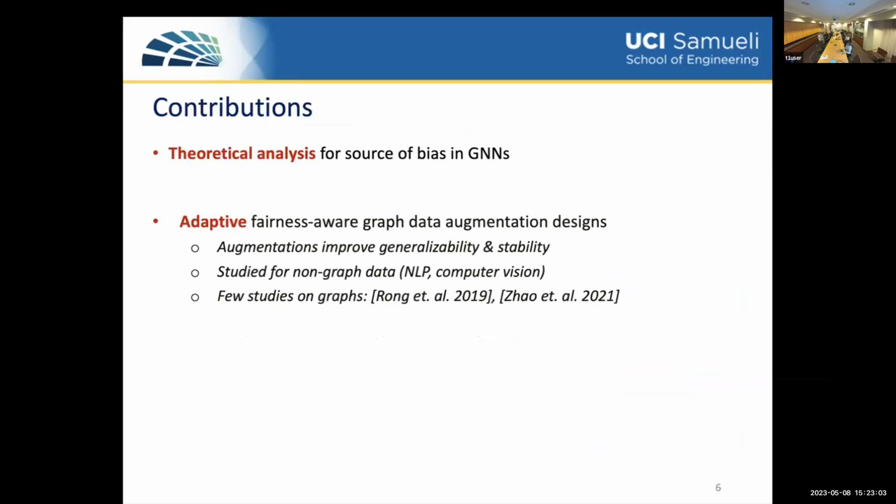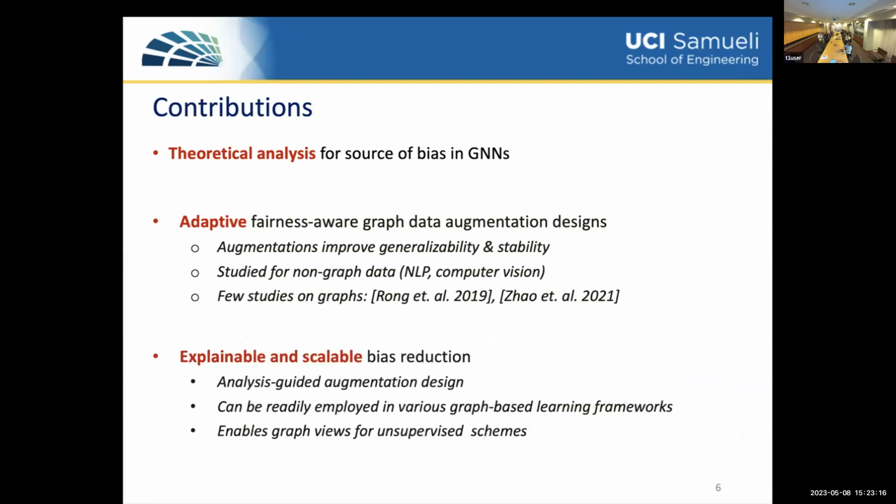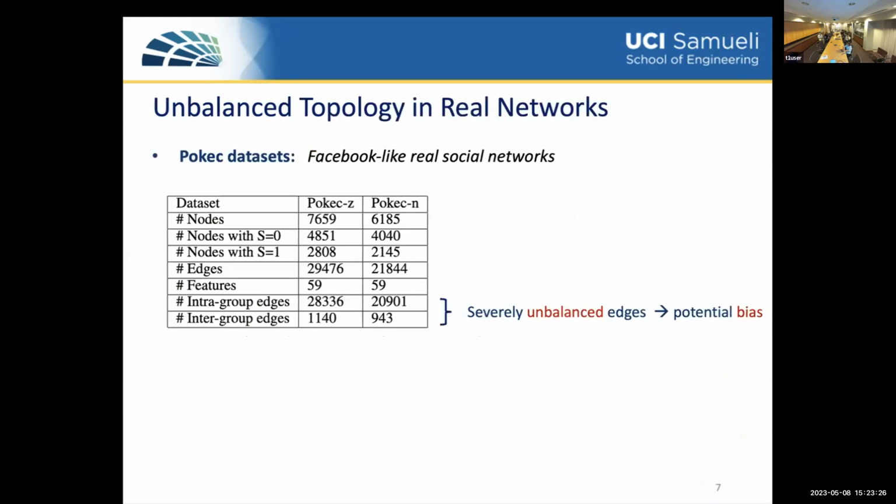So we will provide theoretical analysis for the source of bias in graph neural networks, and we will develop adaptive augmentation design, which will provide us explainable and scalable bias reduction. Okay, so this will just give you a preview, but it will be clear later.